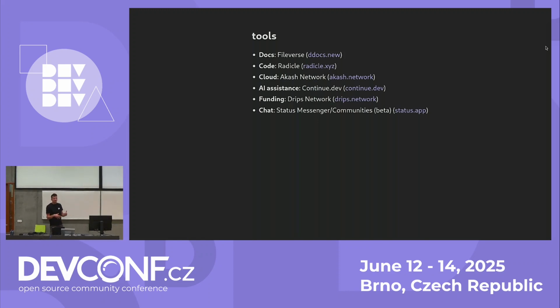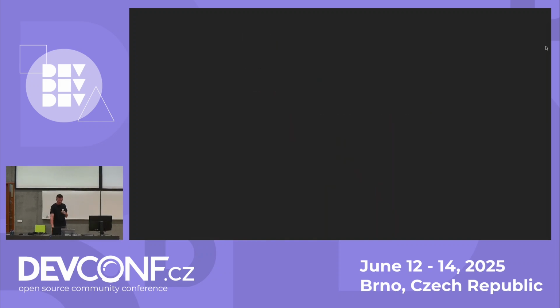So AI assistants, nobody can code without AI assistants these days, right? Okay. So if you don't want to send every single thing you type to OpenAI or whoever, you can use Continue.dev, which is an integration extension for VS Code. And it will allow you to basically do the same stuff with maybe a local model. Then there is funding. So there is this thing called Drips Network, which allows you to do funding for open source projects. And then Chat, which is something we built, is a status messenger. And I'll talk more about that as well.